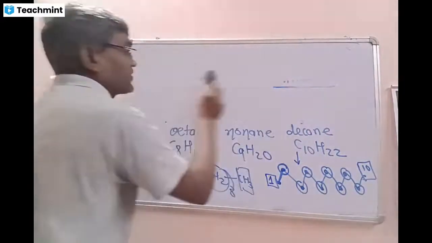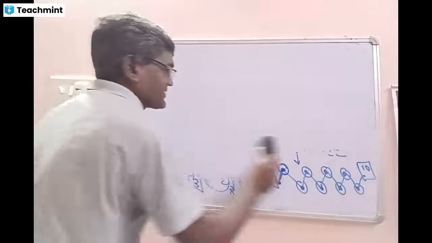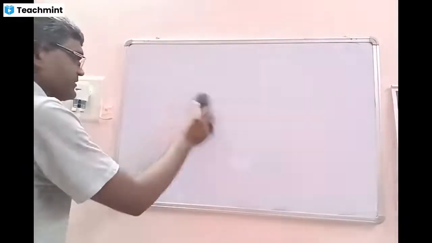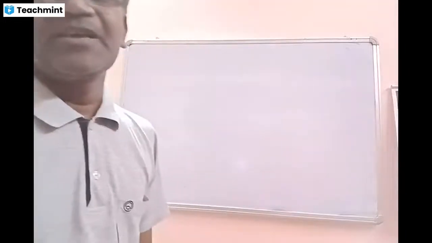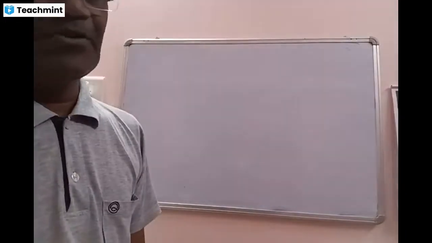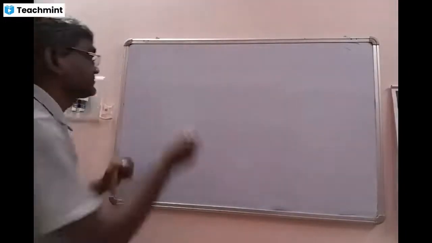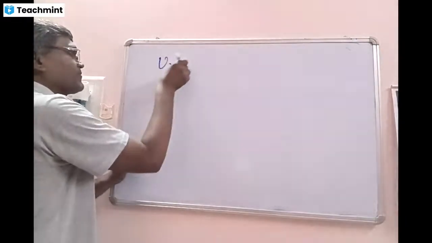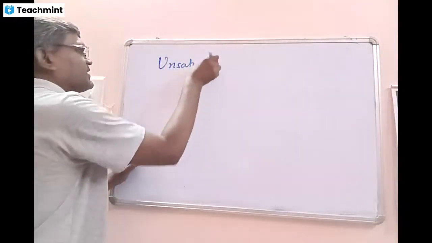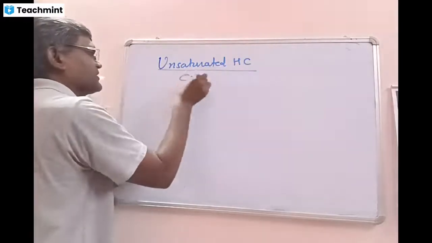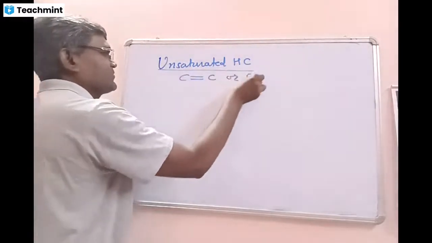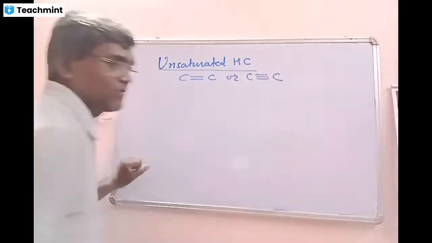And now we go for some unsaturated compounds. Unsaturated means those containing less hydrogen, or there is a presence of carbon-carbon double or triple bond. They are called unsaturated hydrocarbons. They are characterized by either a carbon-carbon double bond, or a carbon-carbon triple bond.